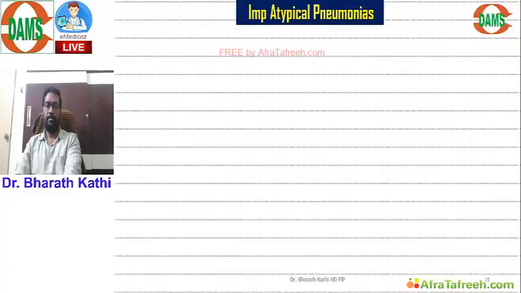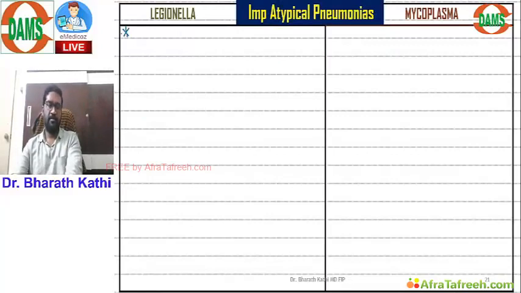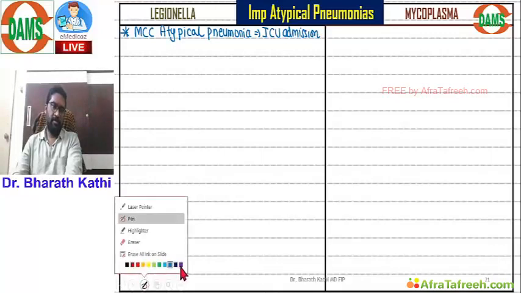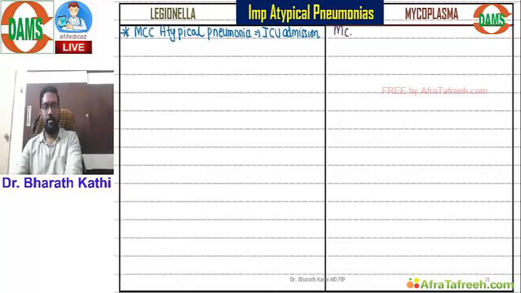Okay. So we'll go to important atypical pneumonias. Let us start with Legionella. Legionella is the most common cause of atypical pneumonia resulting in ICU admission. Whereas most common cause of atypical pneumonia overall is Mycoplasma.